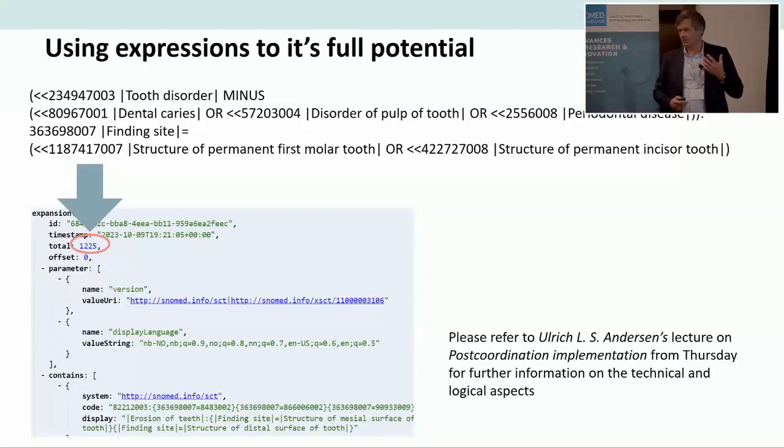And these queries look about like this. So now I wanted to say, give me all disorders of a tooth minus caries, because it's so common. I want to see what else people are doing. I neither want the pulpal diagnosis nor periodontal disease. I want to see what else is happening here. Given this, we could throw this at Snowstorm. It gives us 1,225 post-coordinations that should be included in my search.